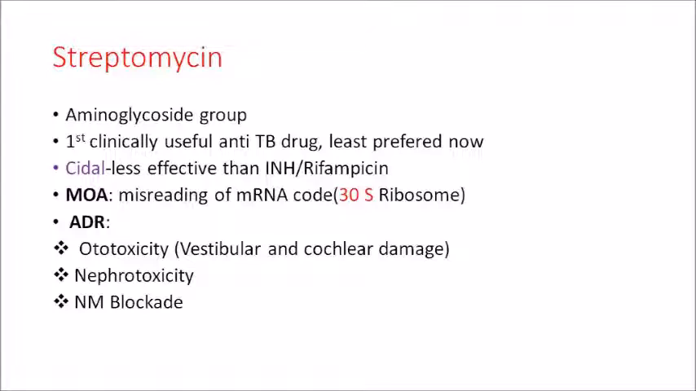This was the first clinically useful anti-TB drug, but it is least preferred now because of its side effects, and when we weigh the risk-benefit ratio, it is not considered very useful. It is cidal, but it is less effective than INH or isoniazid and rifampicin. What is the mechanism of action? Misreading of mRNA. Streptomycin causes misreading of mRNA. When we learned antibiotics, we learned aminoglycosides and tetracycline inhibit protein synthesis, and it binds to the 30S ribosomal subunit to do this. So its mechanism of action is misreading of mRNA, hence preventing protein synthesis. Already discussed, its adverse drug reactions are ototoxicity, nephrotoxicity, and neuromuscular blockade.